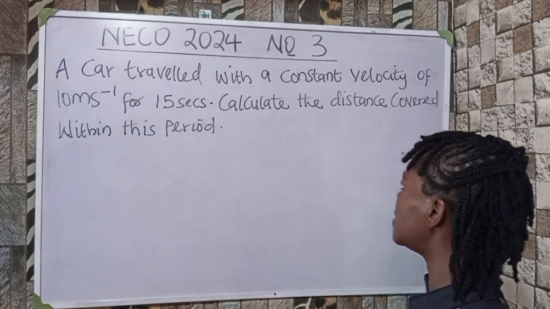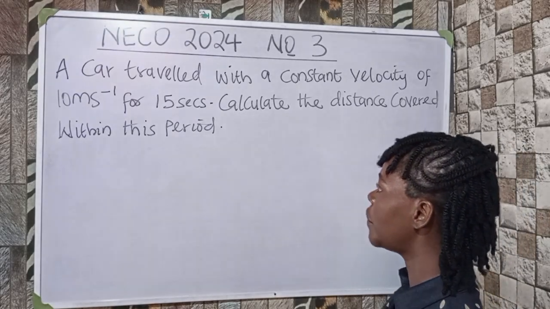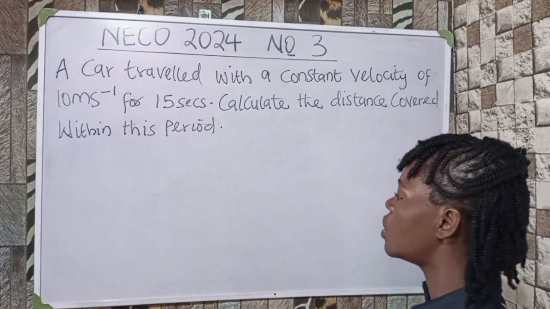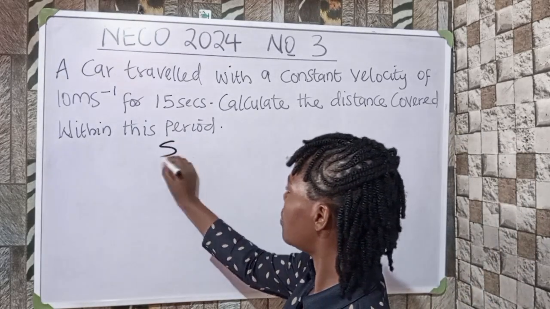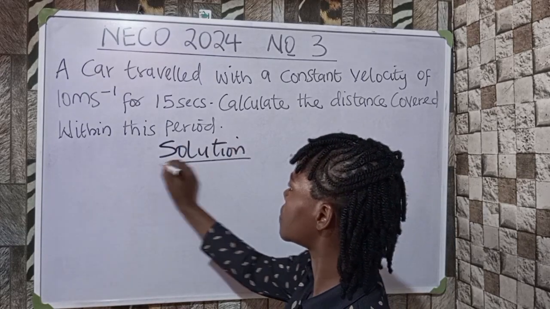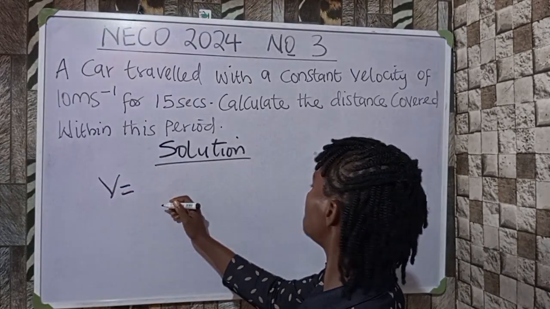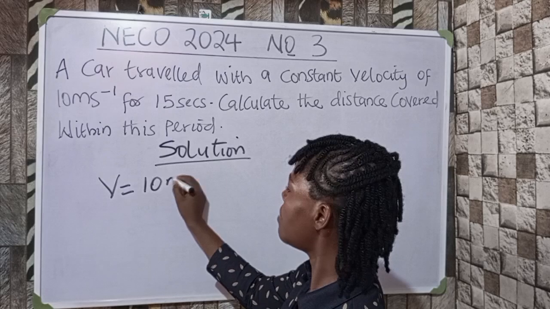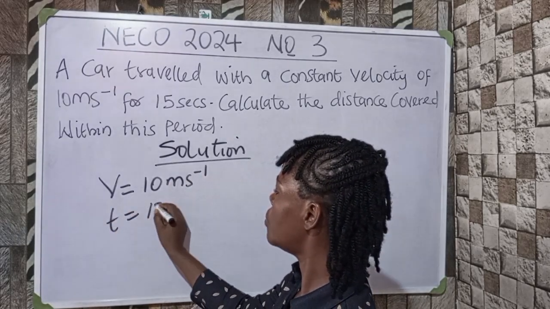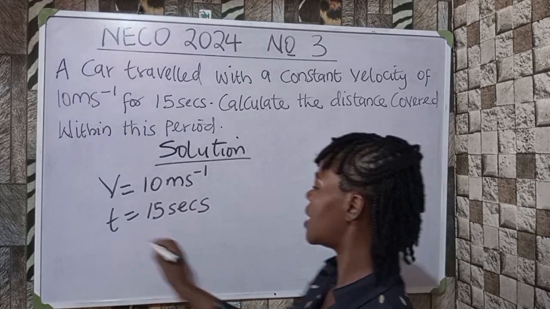A car traveled with a constant velocity of 10 meters per second for 15 seconds. Calculate the distance covered within this period. For us to solve this, we are going to state our parameters. Solution. We are given the velocity, which is also the same thing as the speed, as 10 meters per second. We are given the time, which is 15 seconds. We are asked to calculate the distance.